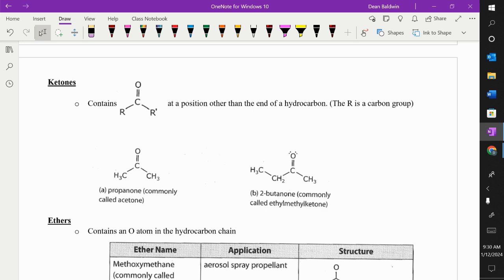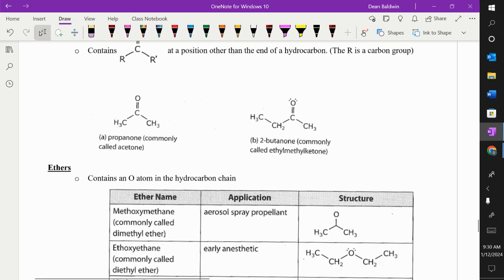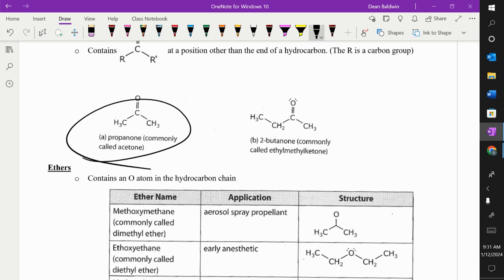All right. Most common one you've probably seen before would be acetone. Instead of calling it propanone, you would just call it acetone. What is that? It's a solvent. It's highly volatile. Use it in.